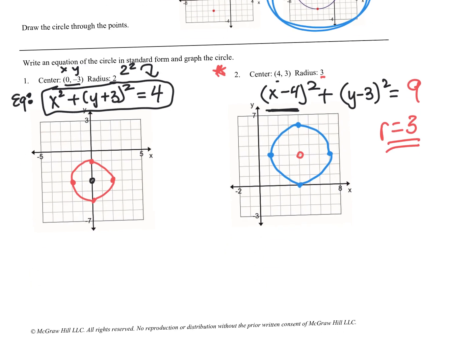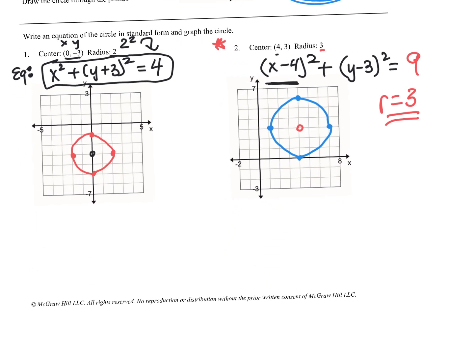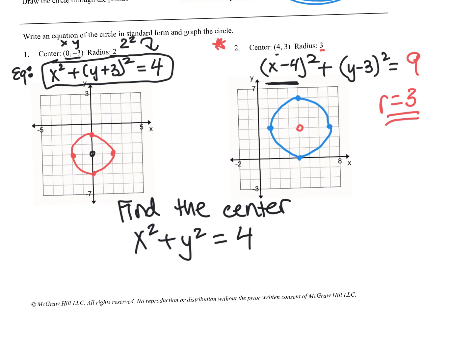So the only other thing I'm going to say about this on this slide, and then we'll move into some of your homework problems, is we'll do one more where I want you to find the center. If we have x squared plus y squared equals 49. Okay, so find the center and radius of x squared plus y squared equals 49. I'll give you a moment to think about it.